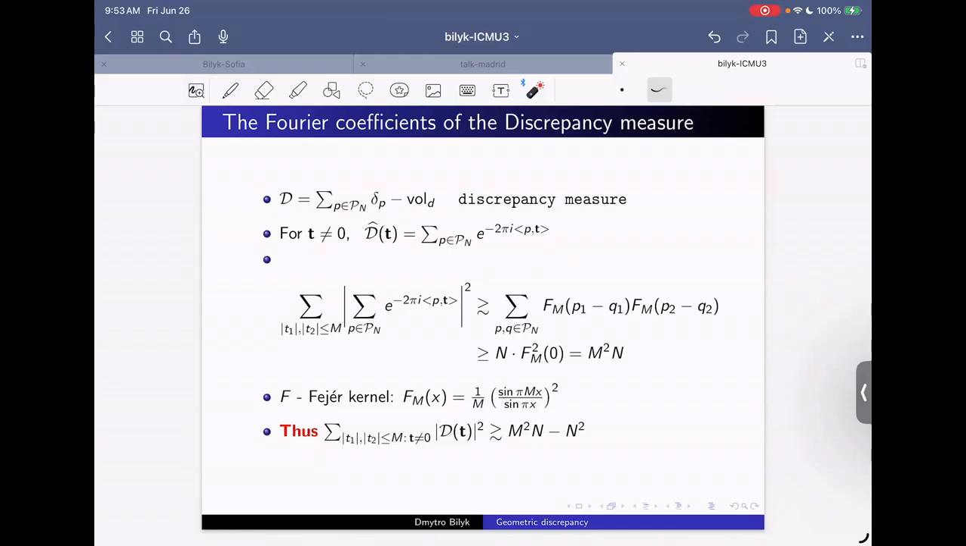And then it's a pretty simple computation. I will not do it here, but I'll send an updated version of the slides when it's included. I don't have much time to do it now, but you can just square things out and carefully look at them, and you can bound this from below by the sum of the Fourier kernels.